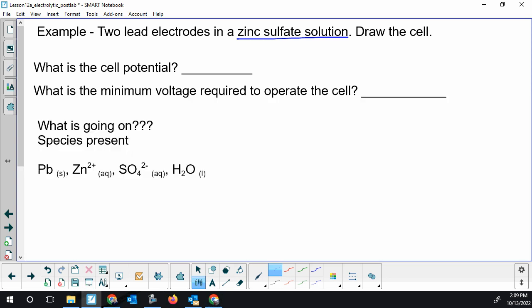So the first thing we need to know is what's going on, what species do we have. So I've pre-made my list. We have 2 lead electrodes, so that's just lead. That's elemental lead. There's 2 of them, but I only put it on my list once. Then we have a zinc sulfate solution. So I put in zinc 2+, sulfate 2-, and the solution will be water. So we can label our OAs and RAs and figure out the chemistry.